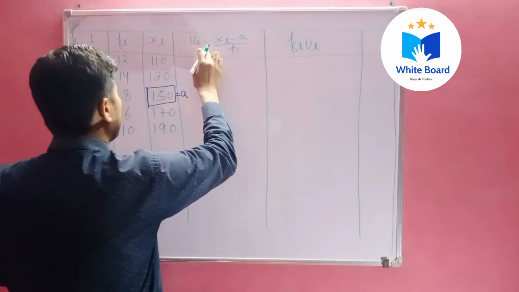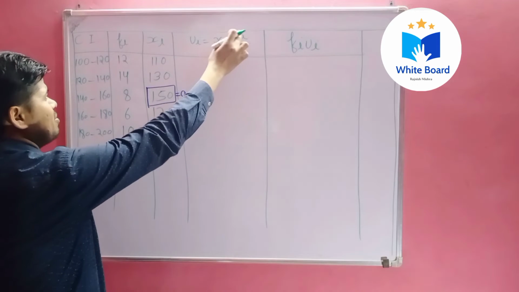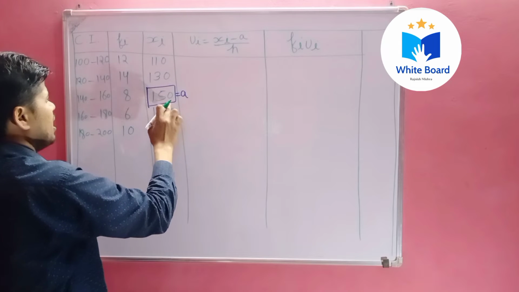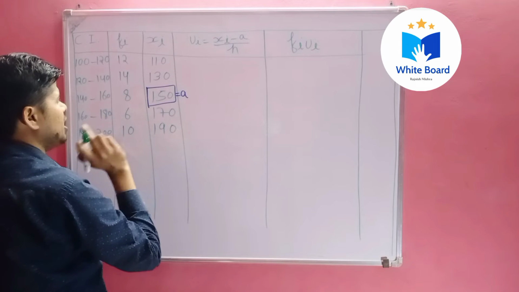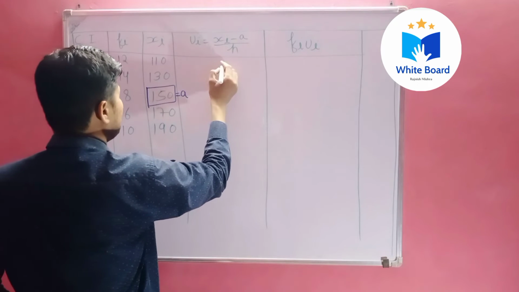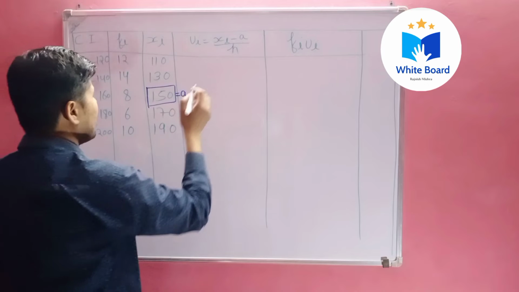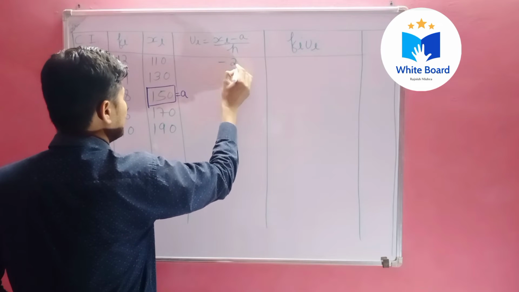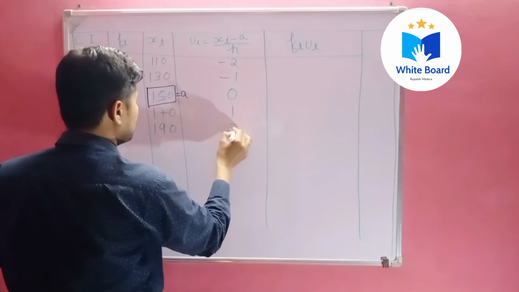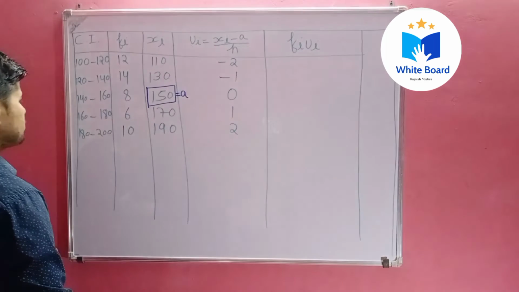Now we find out the ui. ui is xi minus a upon h. Here xi is 110 minus 150, that is minus 40, and h is 20, that is the difference between the class intervals. Here we get it as minus 2. Now minus 1, 0, 1, 2.